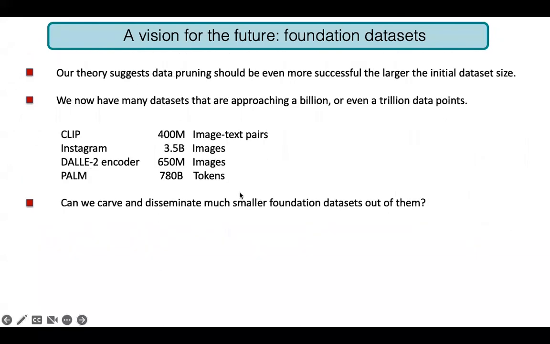The future lies in self-supervised learning where you get these huge datasets. And the question is, do we really need all of these datasets? So the next thing we're working on is pruning for self-supervised learning at the moment. Can we carve and disseminate much smaller foundation datasets out? All right, I'll stop here, thanks.